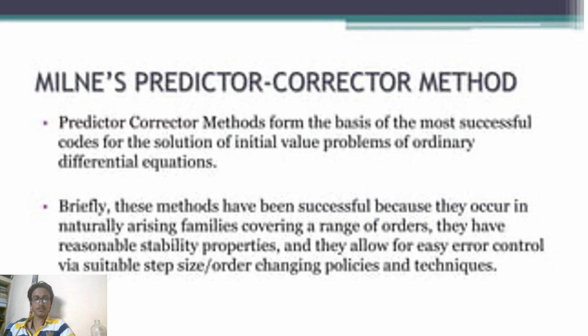So Milne's predictor-corrector method. Predictor-corrector methods form the basis of the most successful codes for the solution of initial value problems of ordinary differential equations. Briefly, these methods have been successful because they occur in naturally arising families covering a range of orders. They have reasonable stability properties and they allow for easy error control via step size and order changing policies and techniques.